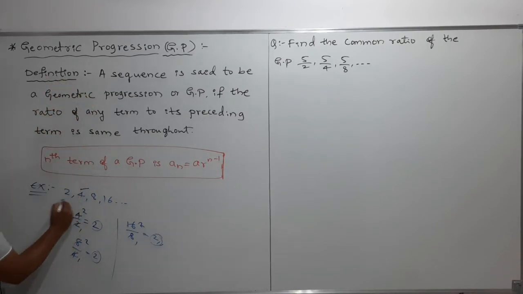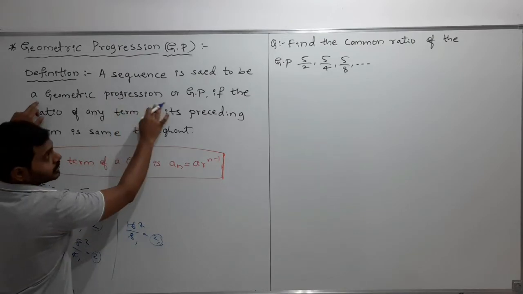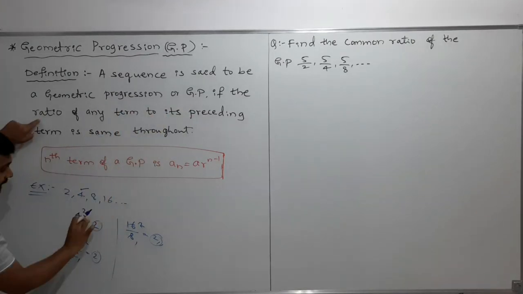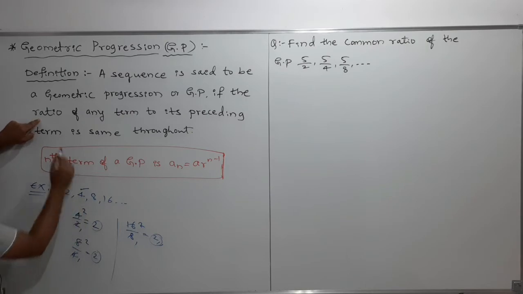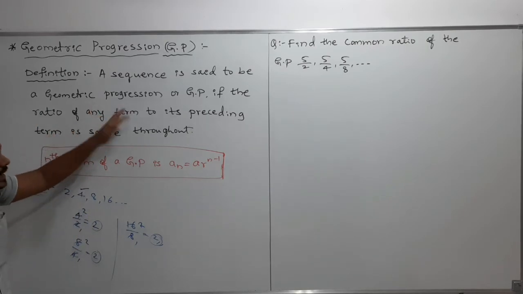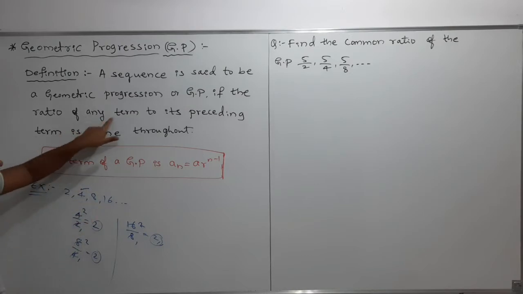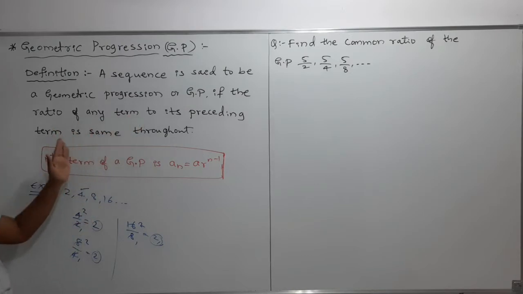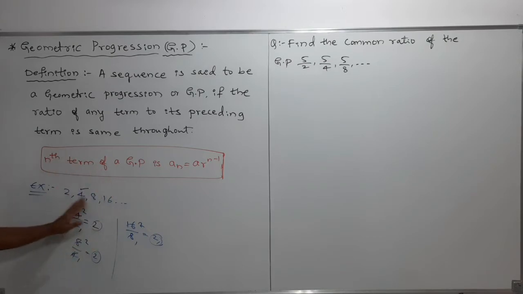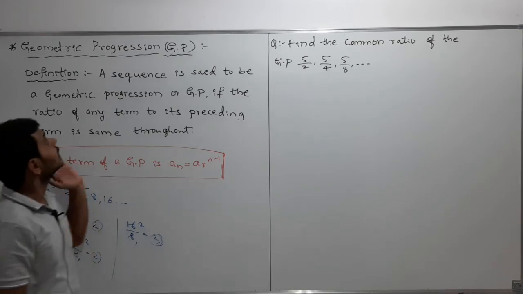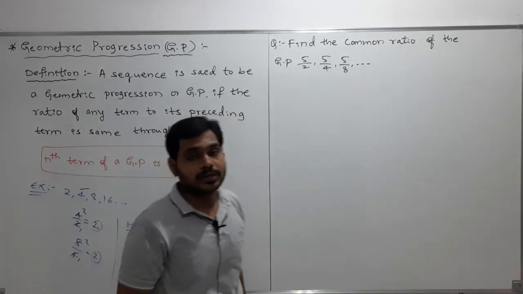A sequence is said to be a geometric progression, or GP, if the ratio of any term in the sequence to its preceding term is same throughout. So throughout the sequence, if you take any two terms, then their ratio should be same. That sequence we can call a geometric progression.